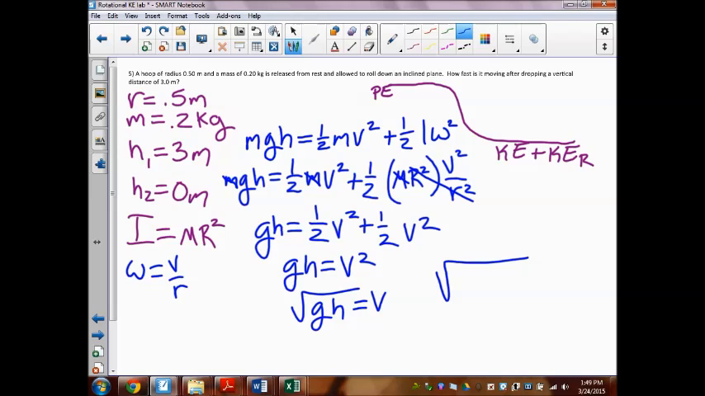So gravity is obviously 9.8. My height was 3 meters. I'm going to take the square root of that product and end up with a velocity of 5.4 meters per second.